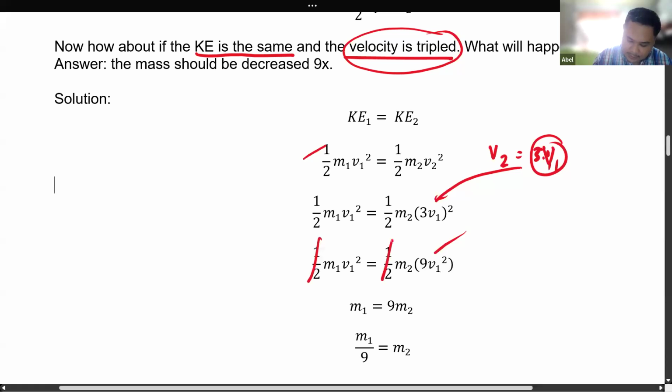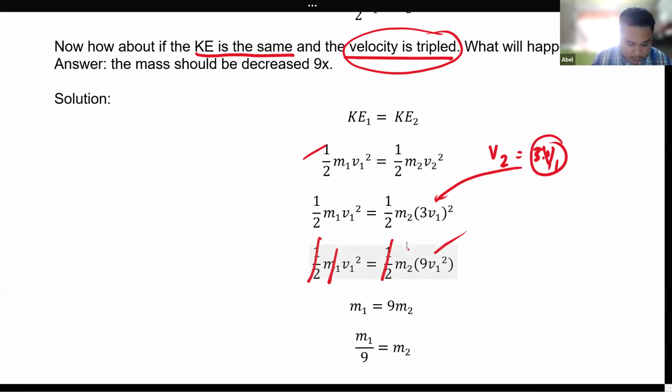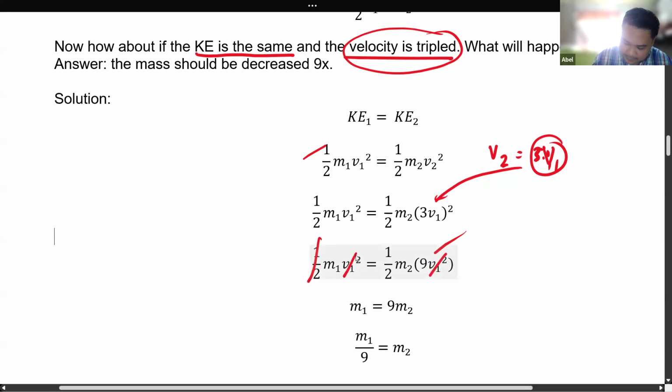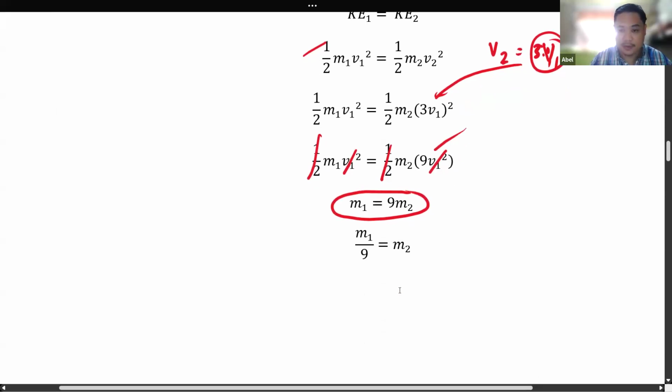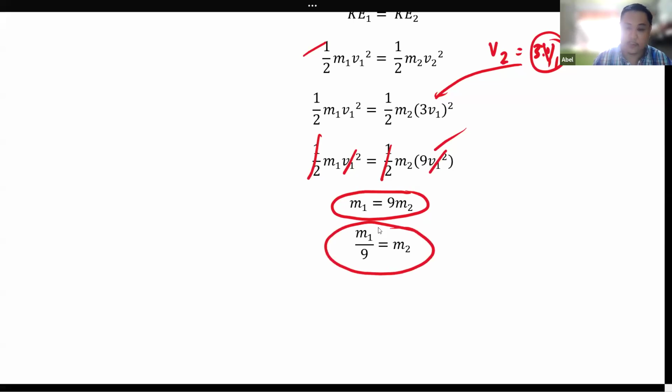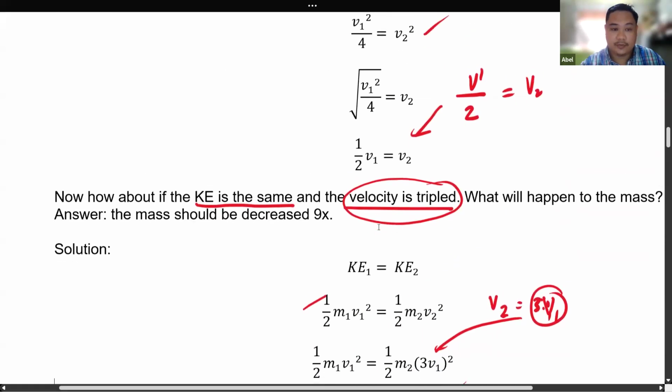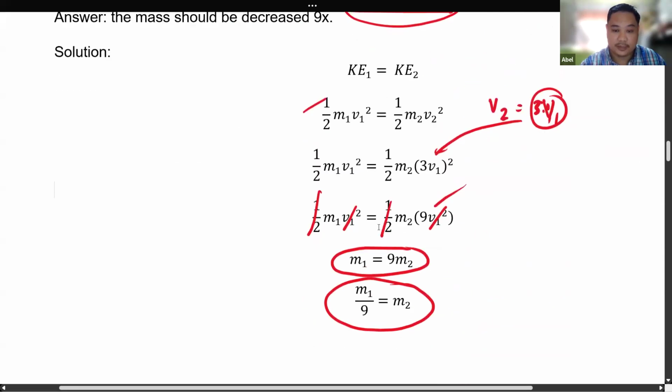And then we need to cancel out the 1/2, and then the v1 squared will be canceled, right? And so we will be left with 9 times m2 on one side and m1 on the other. Divide both sides by 9, and therefore m2 is equal to m1 over 9. So that would be a decrease by a factor of 9.